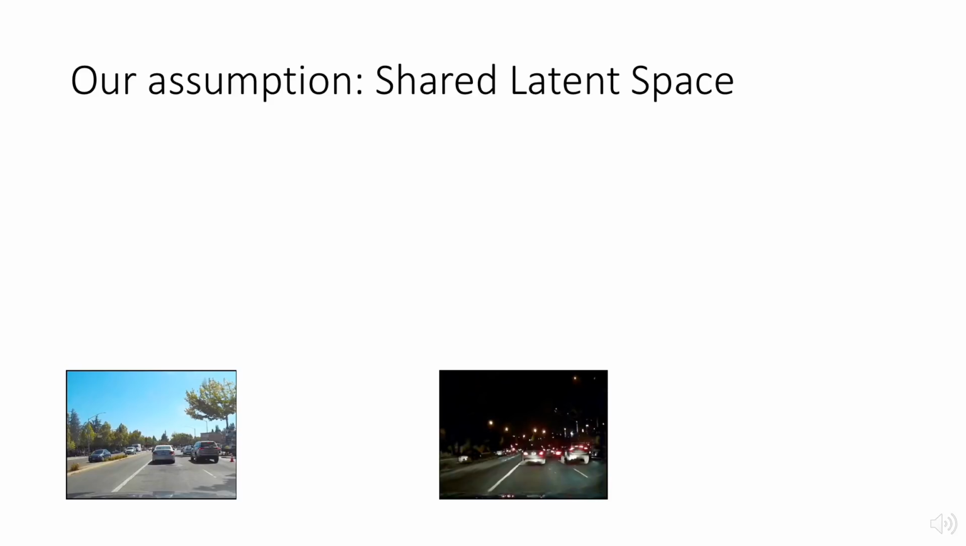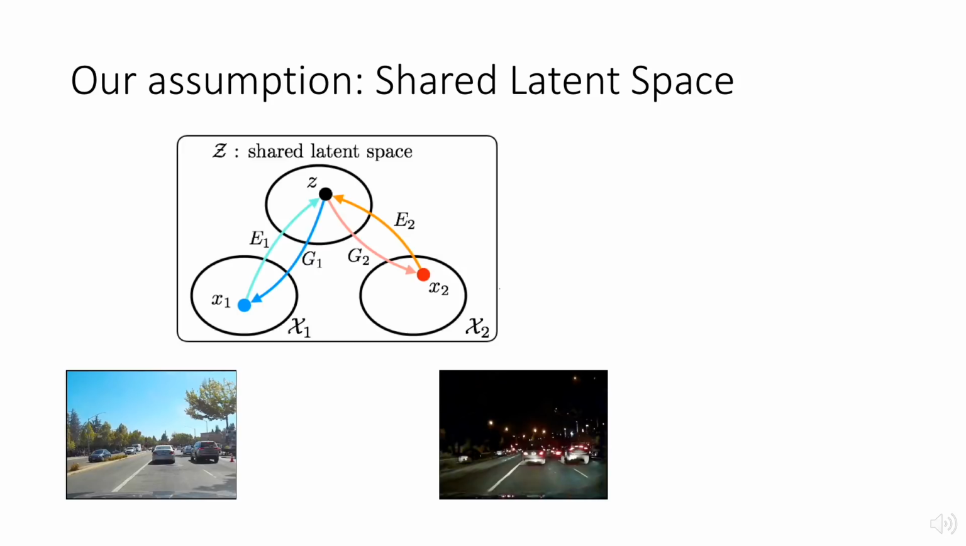Specifically, we assume that given any pair of corresponding images in the two domains, there exists a shared latent space Z and a pair of encoding functions E1 and E2 so that the two images can be mapped to the same latent code. And there also exists a pair of generation functions G1 and G2 that can map the latent code back to the two images. With this assumption, it means that if we can learn E1, E2, G1, and G2 from training data, then we can solve the unsupervised image-to-image translation problem.